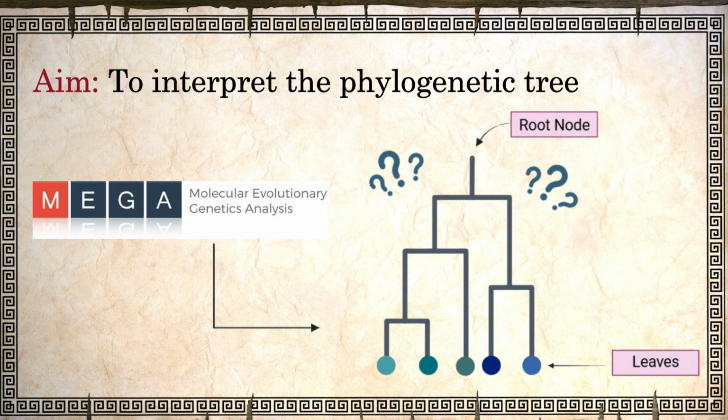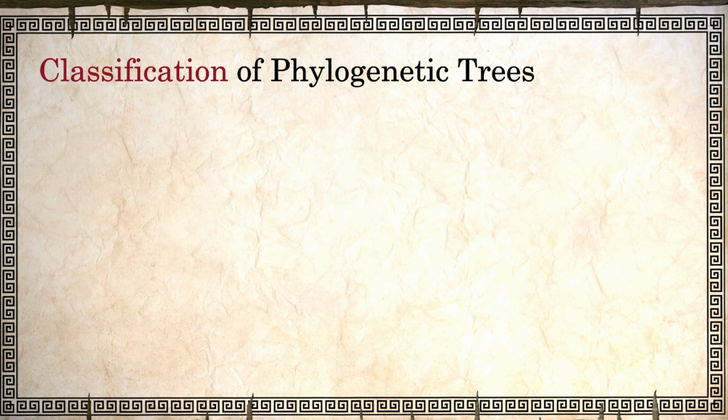But before we dive straight into the lesson, we must understand the exact type of tree Mega 11 produces as a result of phylogenetic analysis. To understand this, we should have knowledge of different types of phylogenetic trees and how they are classified. There are several different types of phylogenetic trees, and to understand them better, they are classified on the basis of certain criteria. We will start with these different criteria of classification.